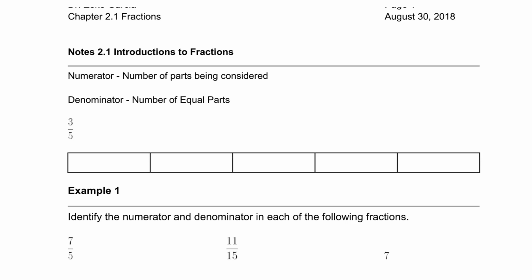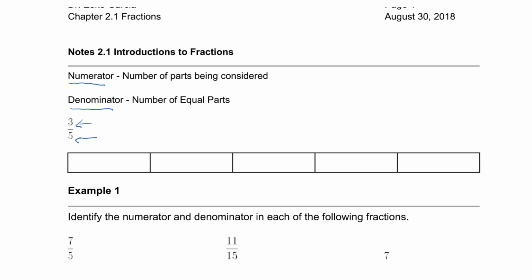These are the notes for 2.1, Introduction to Fractions. The words that we went over were numerator and denominator. Remember that the numerator is the top part of the fraction, or the number of parts being considered. The denominator is the number of equal parts, which is 5. In this case, it's 3 over 5. So we have 5 equal parts, and the number of parts that we're considering is 3.